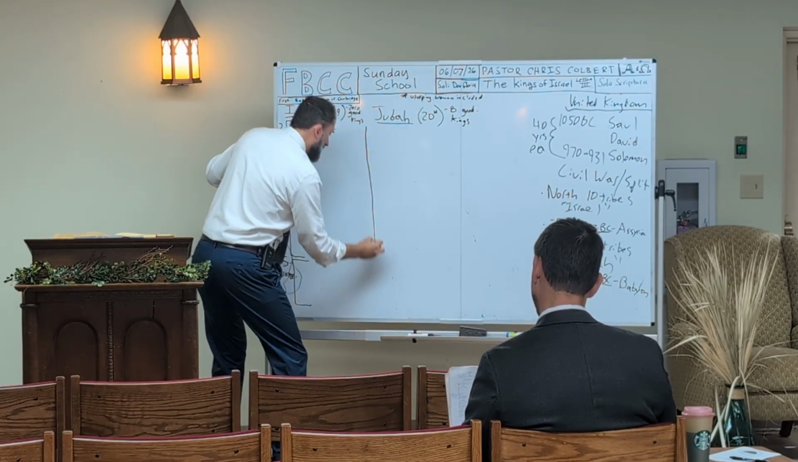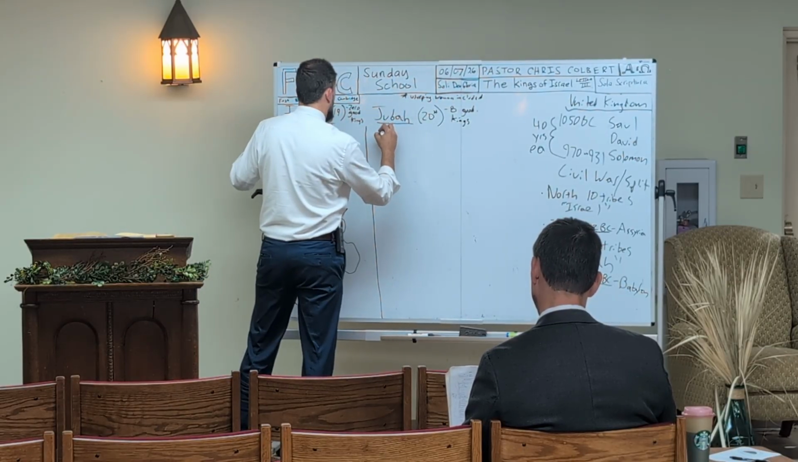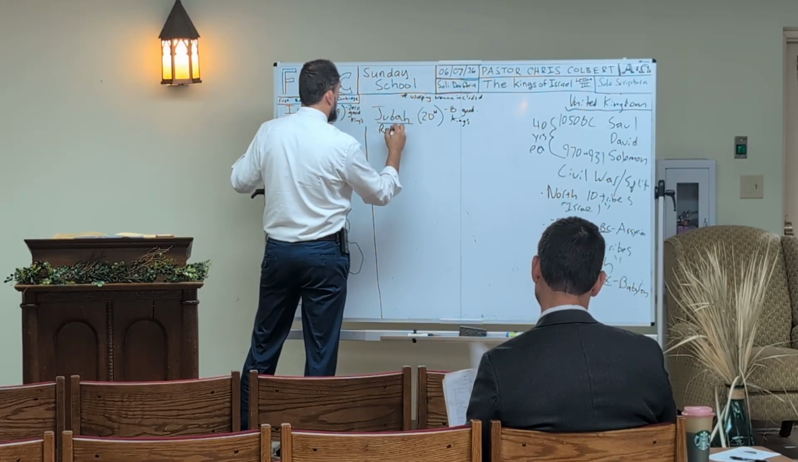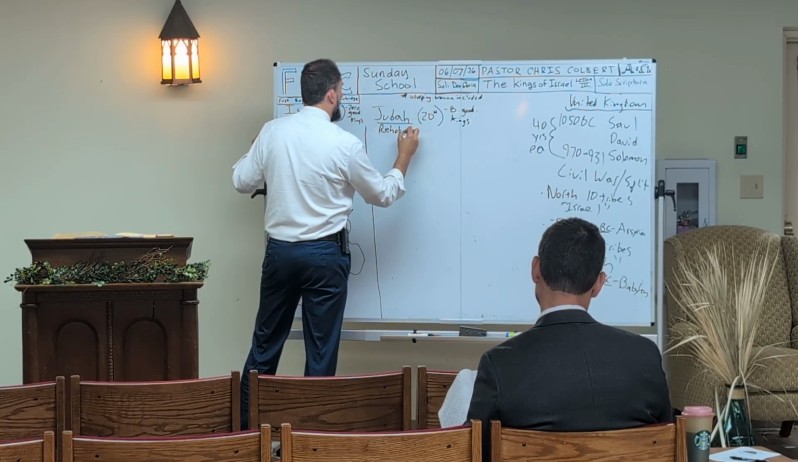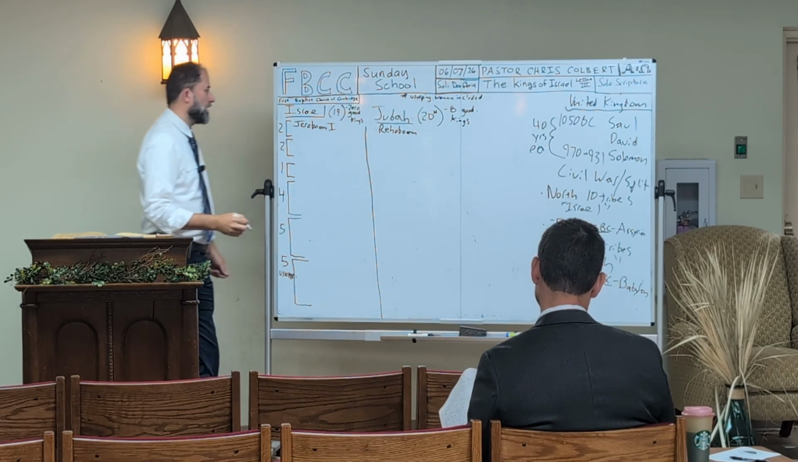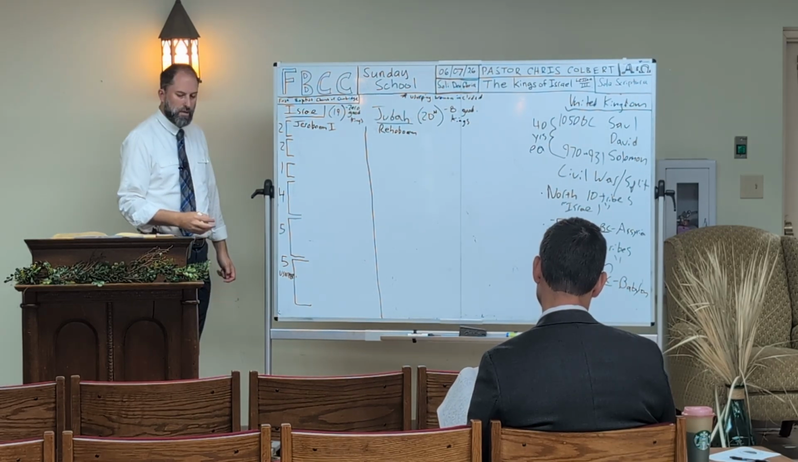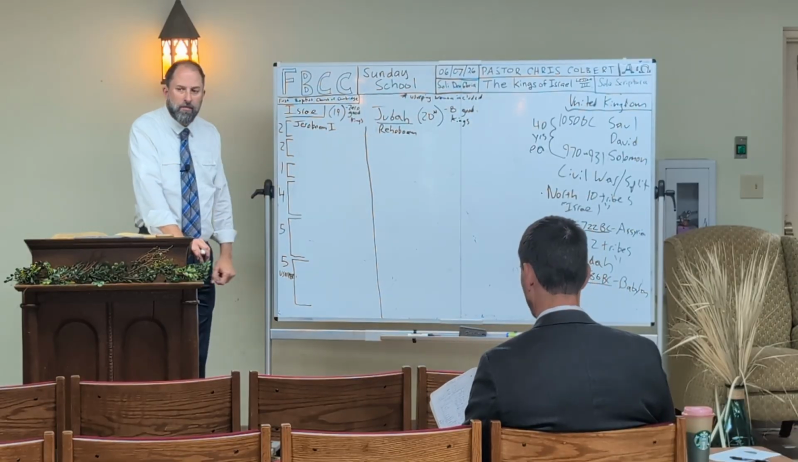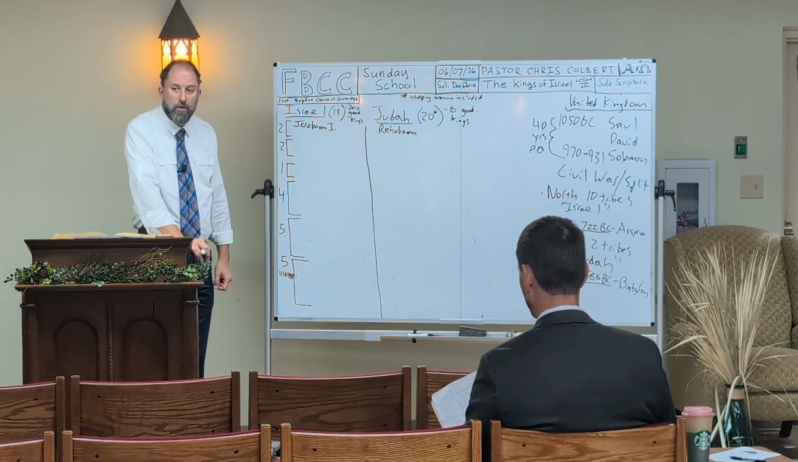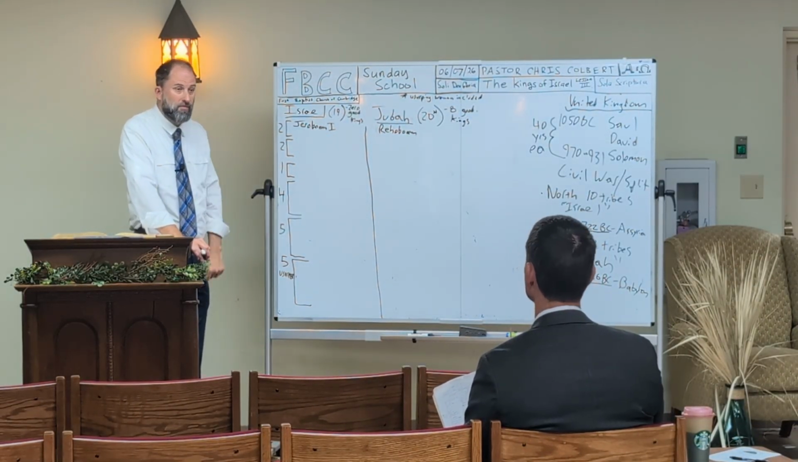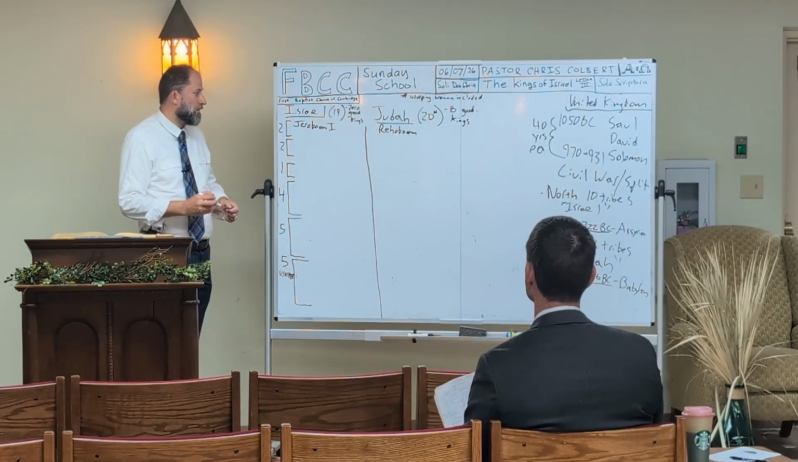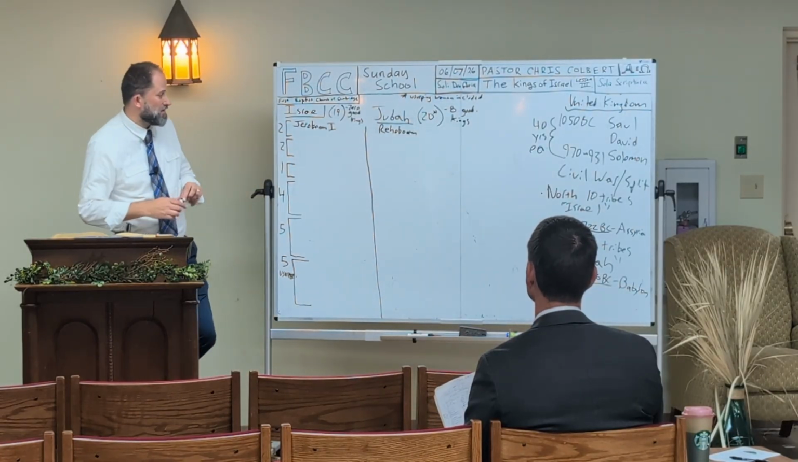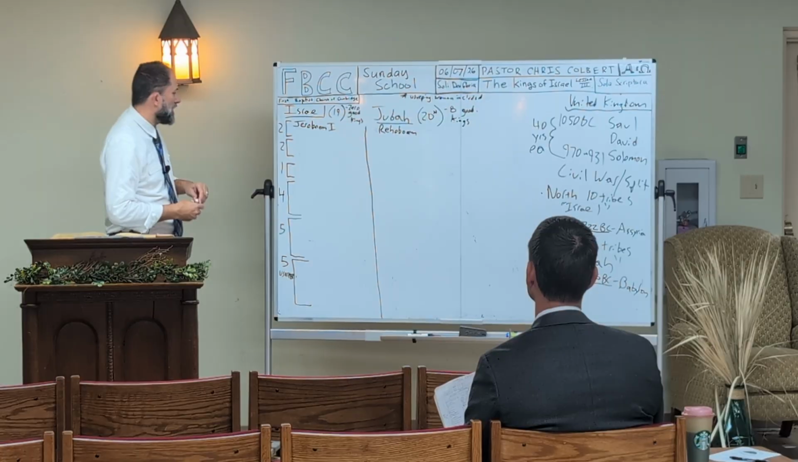So let's say the first one is Rehoboam. Similar name to Jeroboam, so it could help you. Right? So you've got Jeroboam 1, Rehoboam. Rehoboam is the son of who? Solomon, right. And Jeroboam is from the tribe of Ephraim, right? He's not from Judah.